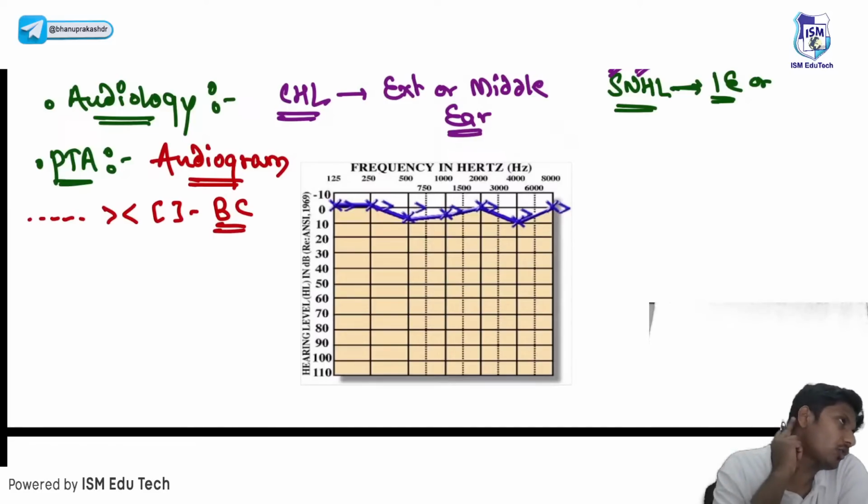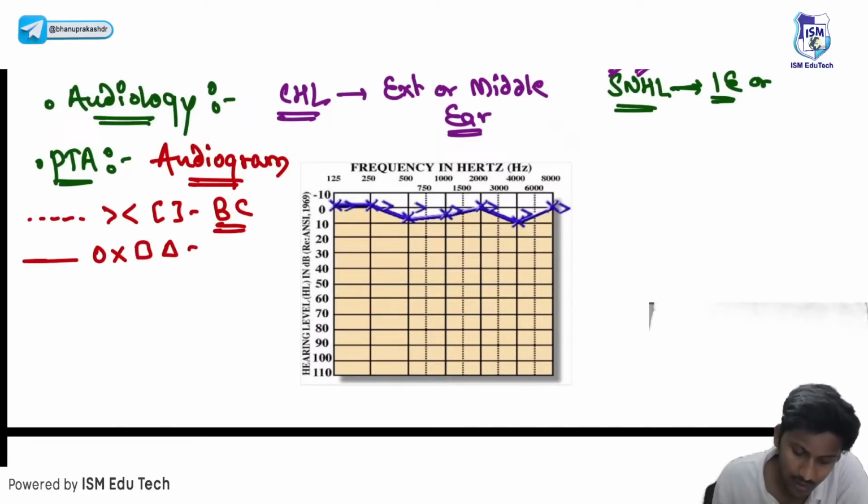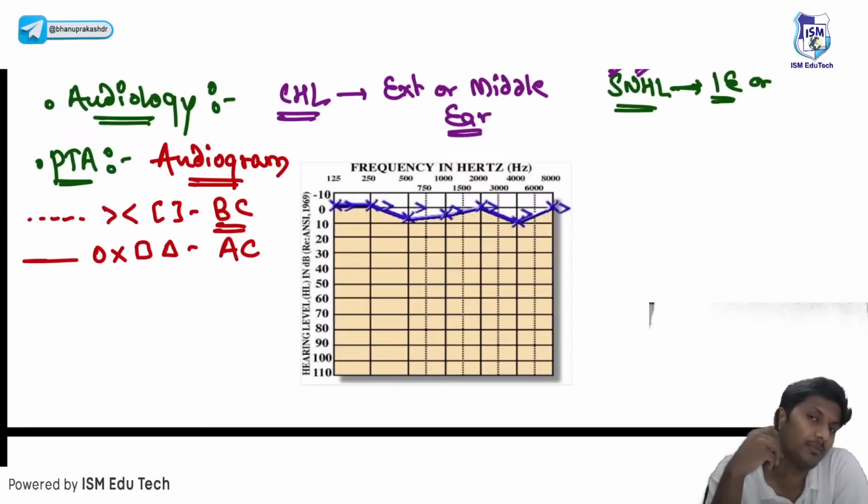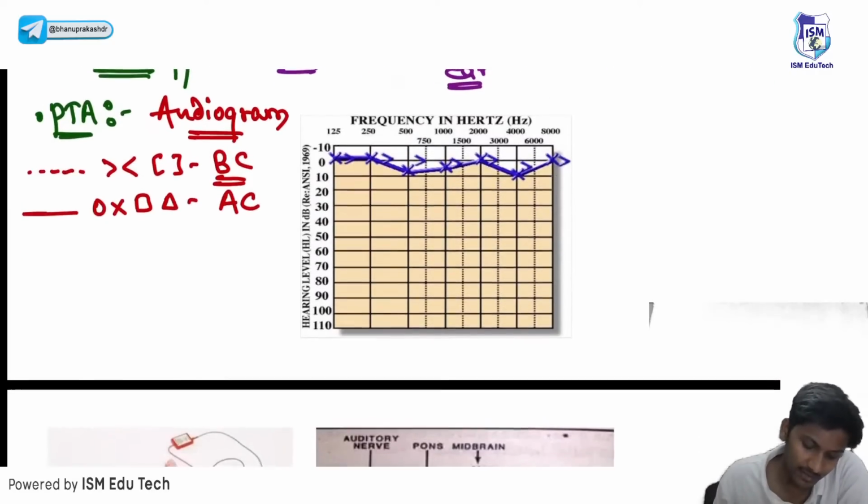When you keep the electrode over the mastoid of this patient, that is called bone conduction. Next is what is a continuous line, or with close symbols it is represented like this. It is called air conduction. And air conduction is when you keep the electrode in his external auditory canal. So that is the basic difference.